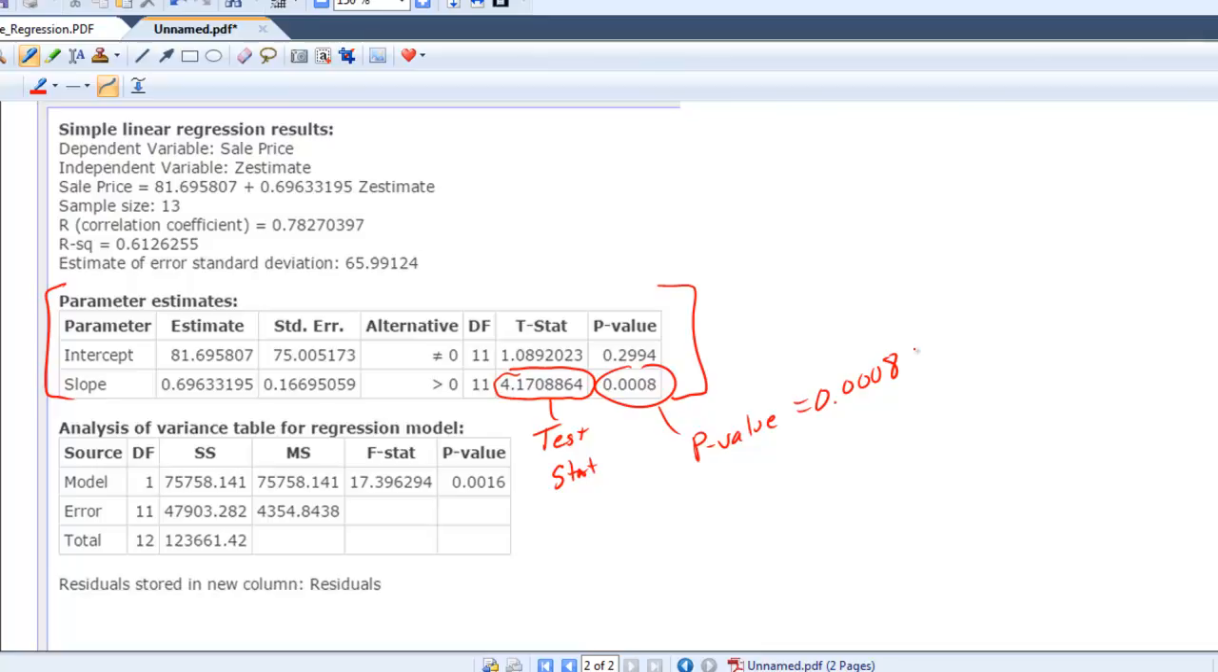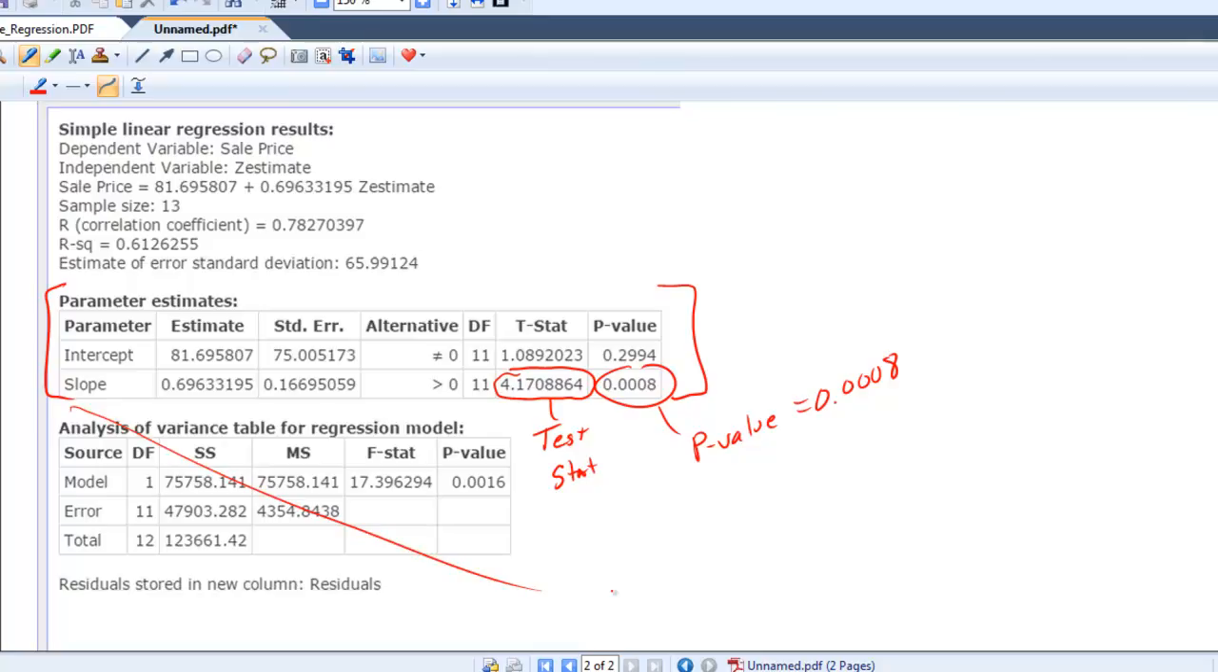Is the p-value low? Heck yeah, it's low. We would get a slope parameter of 0.69 or greater in about 8 of every 10,000 samples if there was no association between these two variables. And so clearly there is an association between the zestimate and the sale price. We're not going to worry about the analysis of variance output.